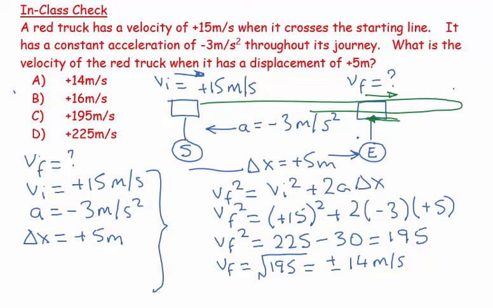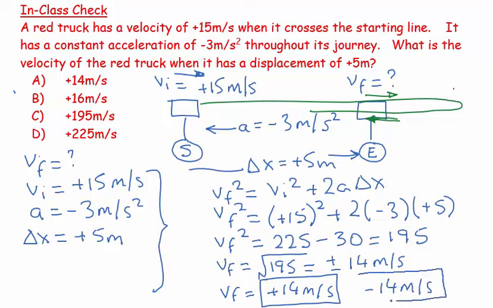Which one do I want? Well, the chances are I want the first one, so I'm going to say that in that case, Vf is equal to plus 14 meters per second. But I should recognize that unless I have information to the contrary, there's no minus 14 meters per second as a choice. But if I waited long enough, the answer could be minus 14 meters per second. There we have it.